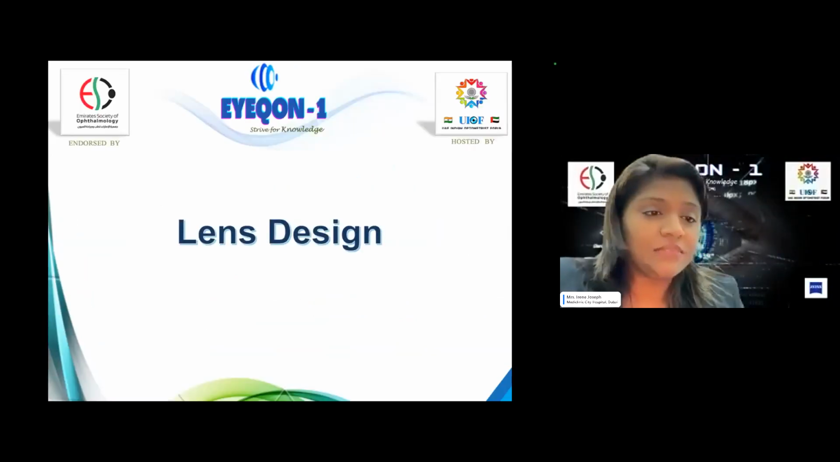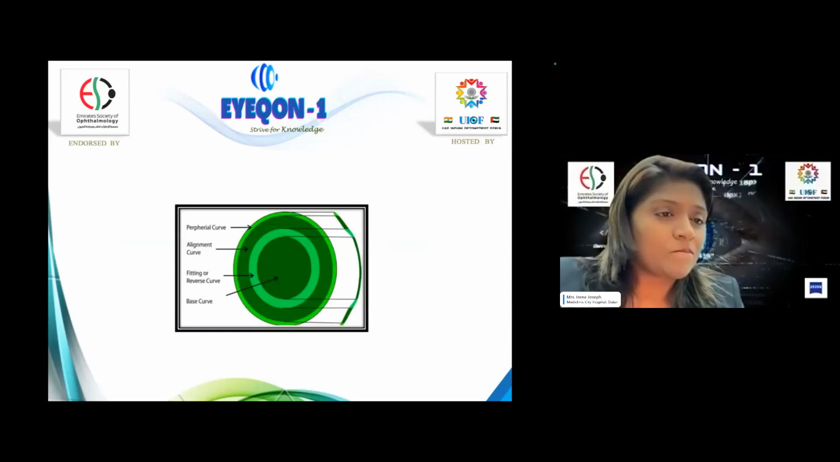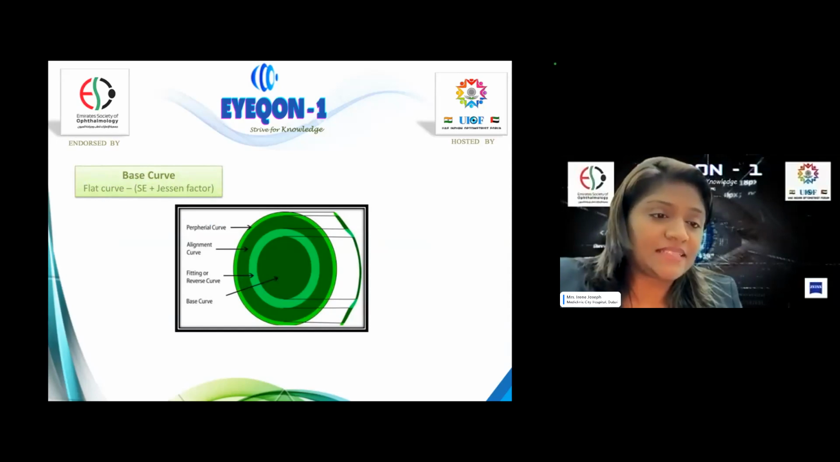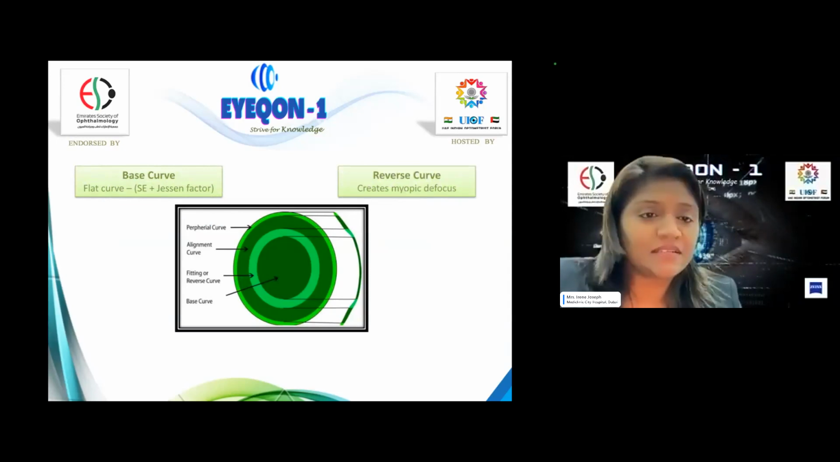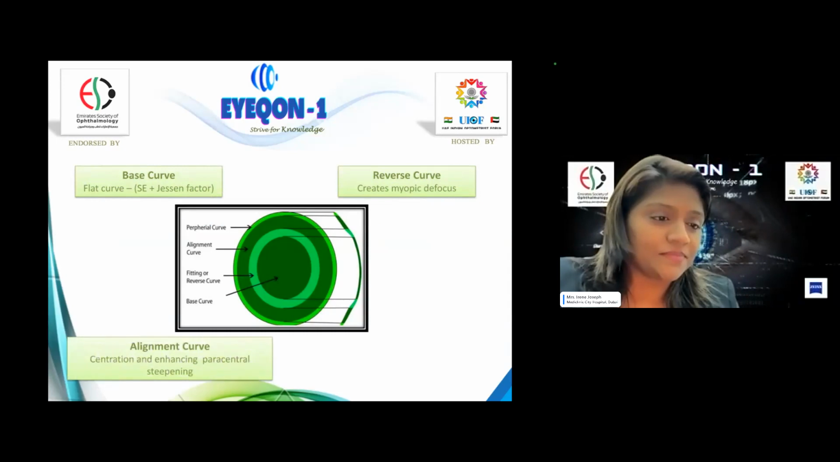So to talk a little bit about the lens designs. The basic design of a reverse geometry lens has multiple curves, and the central curve is the base curve, which corrects the refractive error, and the curvature is determined by the flat meridian curvature and the spherical equivalent plus the Jessen factor. The curve surrounding the base curve is the reverse curve, which is steeper than the base curve. This creates the myopic defocus, which is very important for myopia control. And surrounding the reverse curve is the alignment curve, which aids in the centration of the lens.